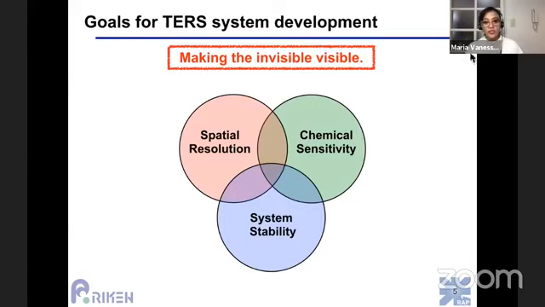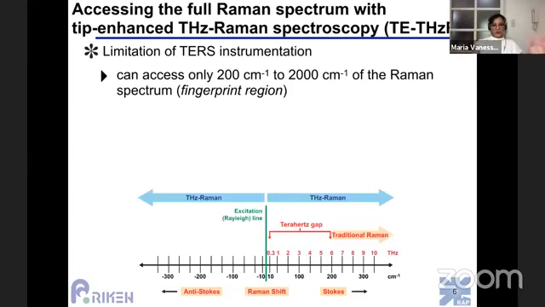Now, the flow of this presentation is I will first focus on chemical sensitivity and how it goes along with system stability for one particular application which I developed during my PhD, which is tip-enhanced terahertz Raman spectroscopy. The other half of the presentation deals with high spatial resolution, which in turn, because of the high system stability, can also enhance the chemical sensitivity of the entire system. So let's dive in.